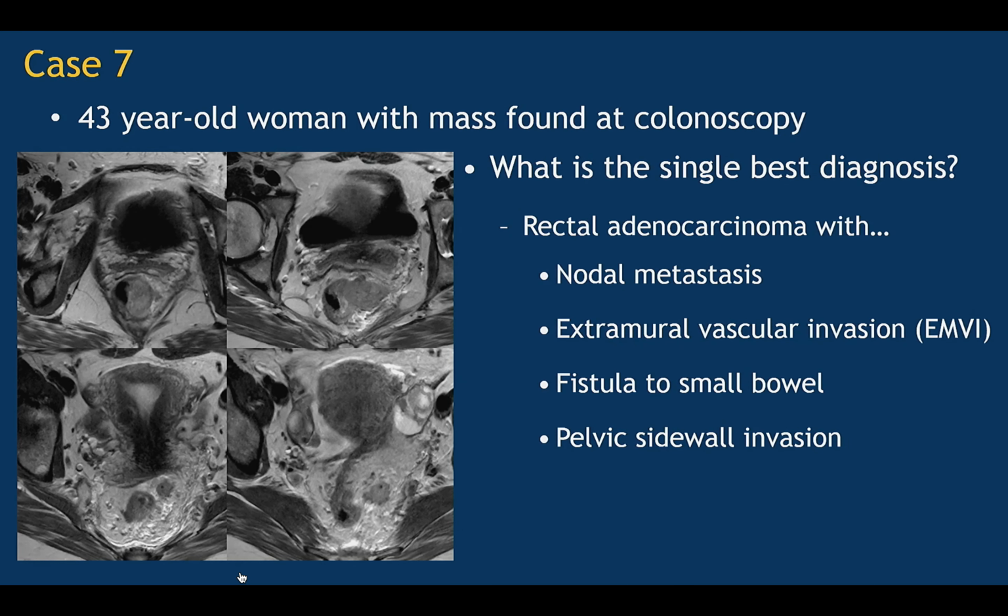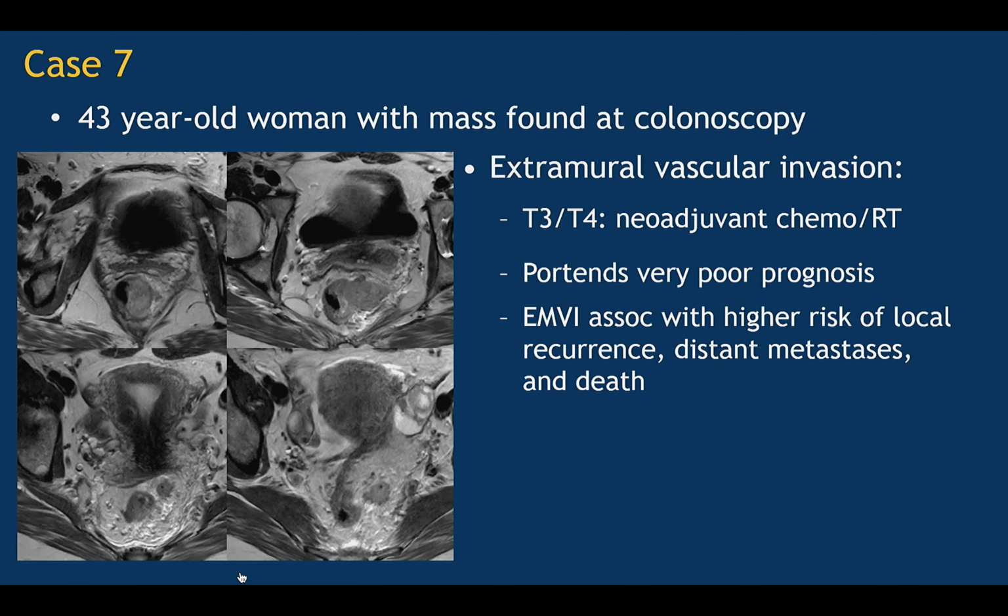What is the single best diagnosis to tie the findings in the rectum together with the abnormality in the left hemipelvis? Is this rectal adenocarcinoma with an elongated nodal metastasis, rectal adeno-CA with extramural vascular invasion, rectal adeno-CA with fistula to small bowel, or rectal adeno-CA with pelvic sidewall invasion? So the correct answer here is rectal adenocarcinoma with extramural vascular invasion. There was actually tumor infiltrating into a draining vein of the inferior mesenteric vein. A draining branch, sorry. When extramural vascular invasion is present, it automatically denotes T3 or T4 disease.